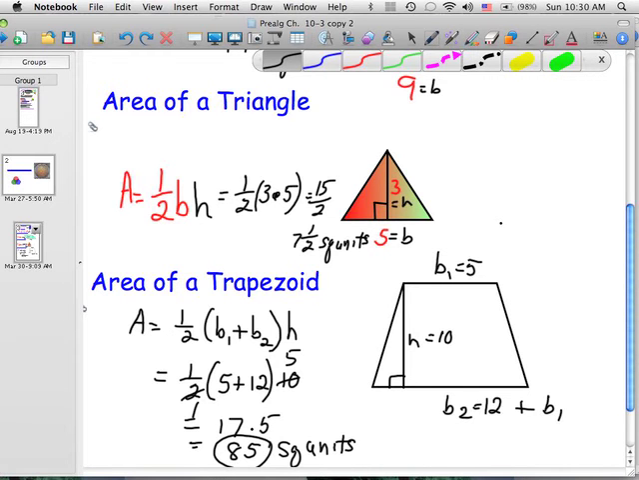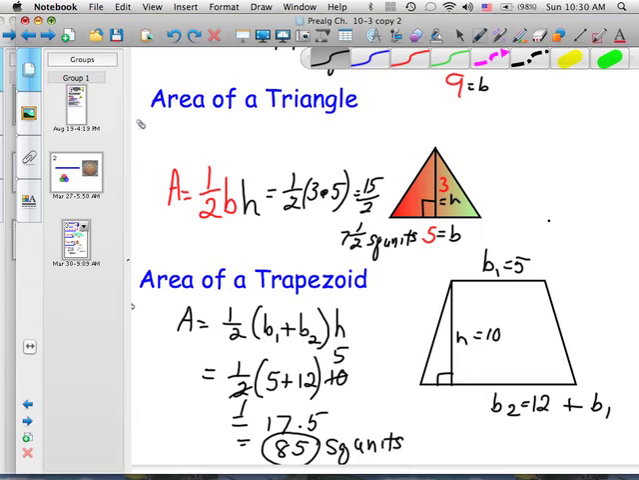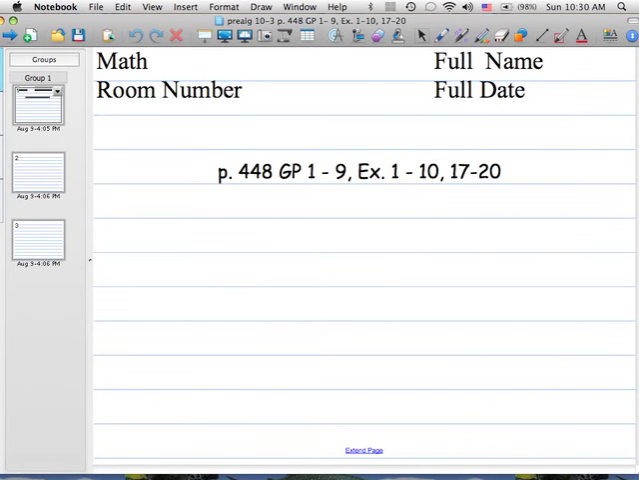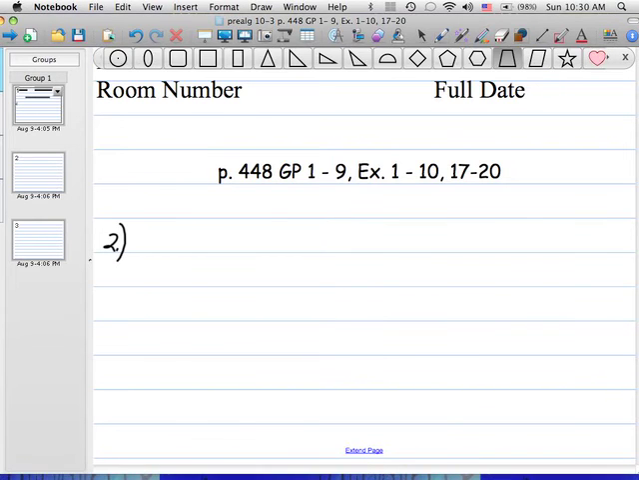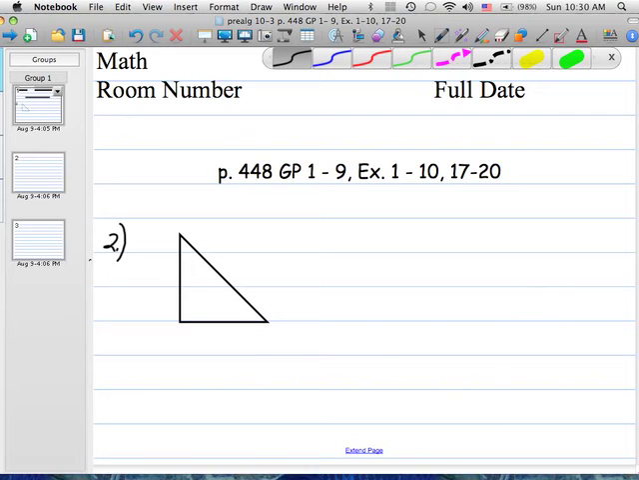Okay. That concludes the explanation for this section. Turn to page 448. Head your paper, skip a line, and we're starting with the guided practice number 2 on 447 actually. It says make a sketch of each figure, a triangle with a base 15 and a height of 1 foot. So the base is 15 inches and the height is 1 foot.